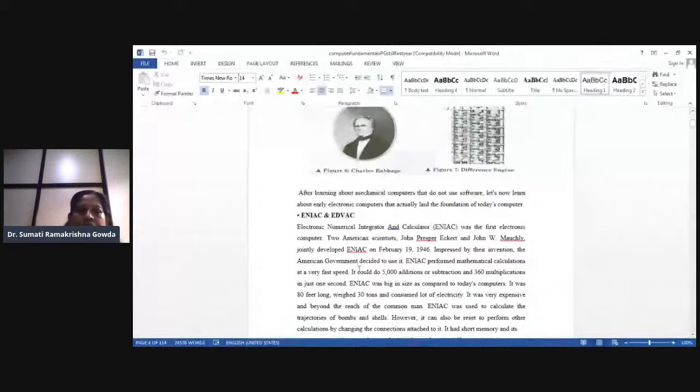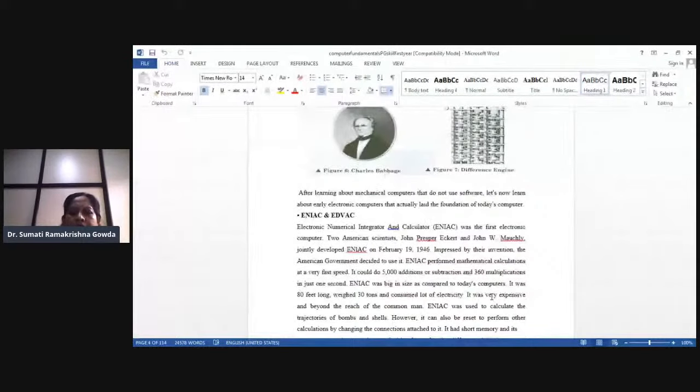So, which is the first electronic computer? ENIAC. Two American scientists, John Presper Eckert and John W. Mauchly, jointly developed ENIAC in February 1946. Impressed by their invention, the American government decided to use it. ENIAC performed all mathematical calculations at a very fast speed. It could do 5,000 additions or subtractions and 360 multiplications in just 1 second.